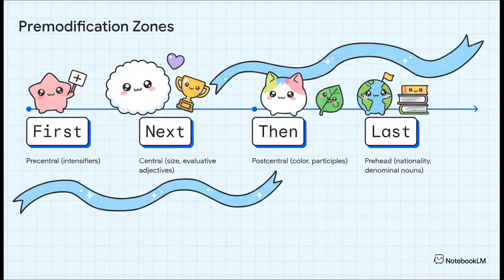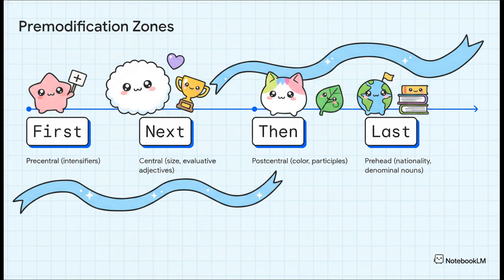So, how do we add descriptive texture here? When you stack multiple premodifiers onto a noun, English forces them into a very rigid sequence governed by Quirk et al.'s premodification zones. The underlying logic is actually pretty cool. Adjectives representing the most intrinsic, permanent properties sit closest to the head noun. It flows chronologically left to right.